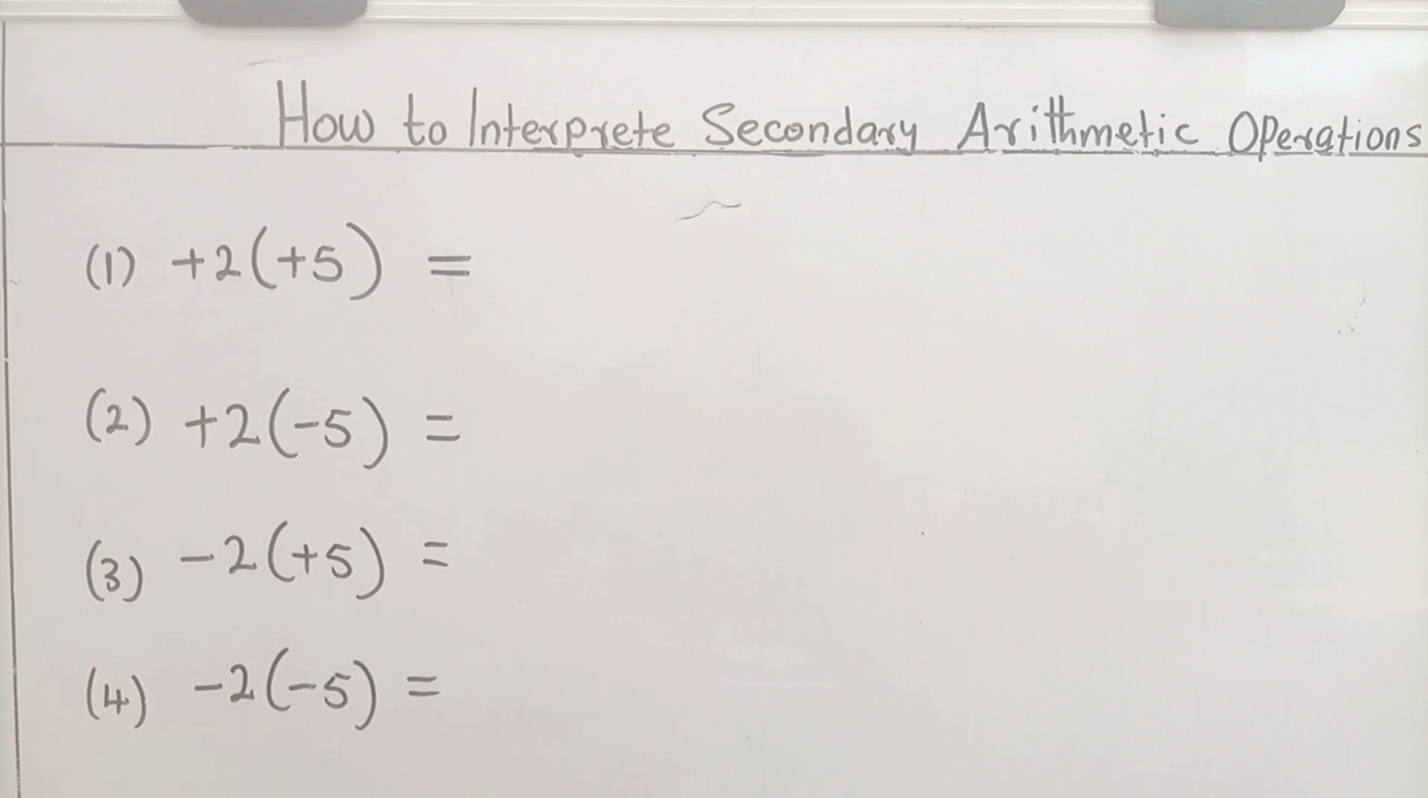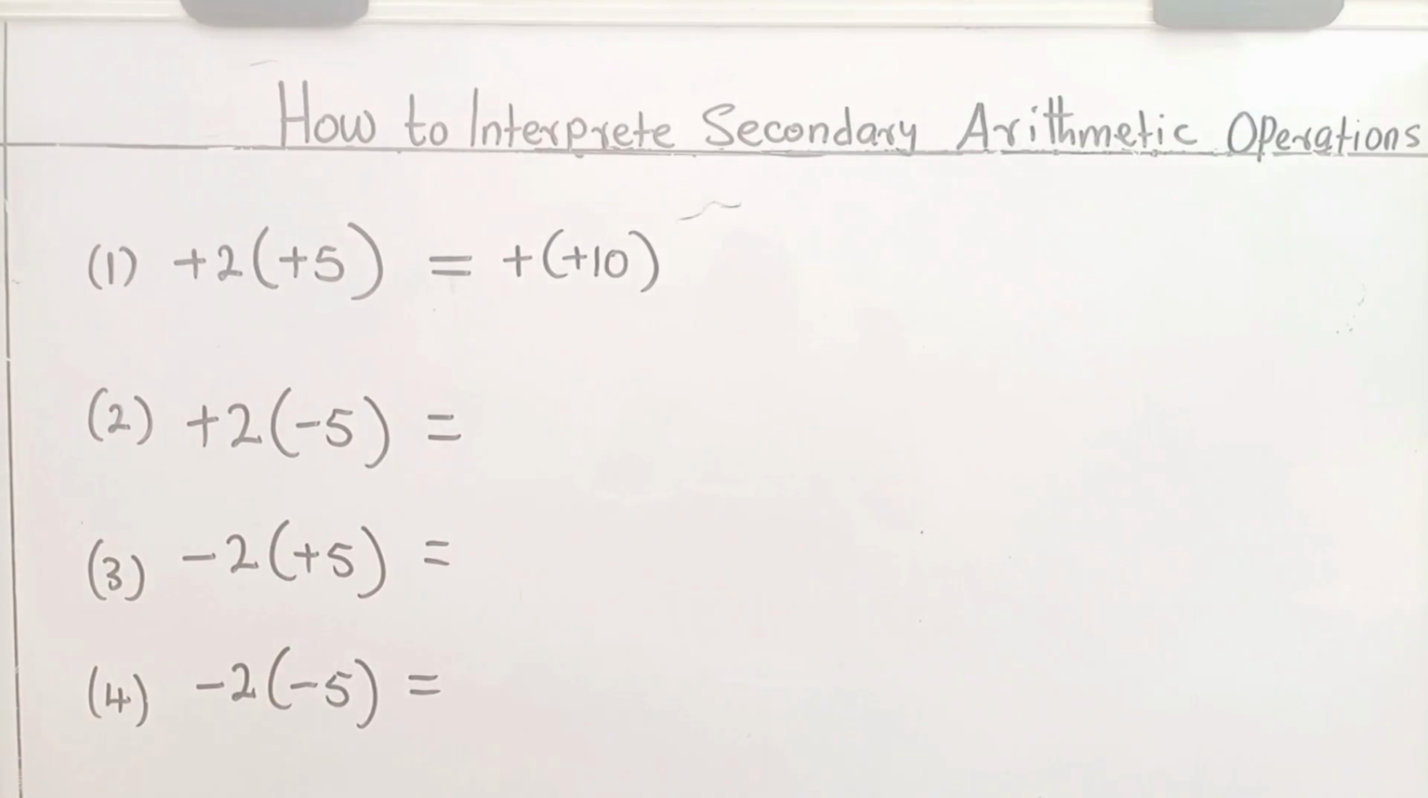Let's try to recall. We said positive of having 5 into 2 times. First, if you have 5 into 2 times, how many do you have? You have 10. Then, positive of having 10. How do you write it? That's the way it is written, plus bracket plus 10. That is positive of having 10.